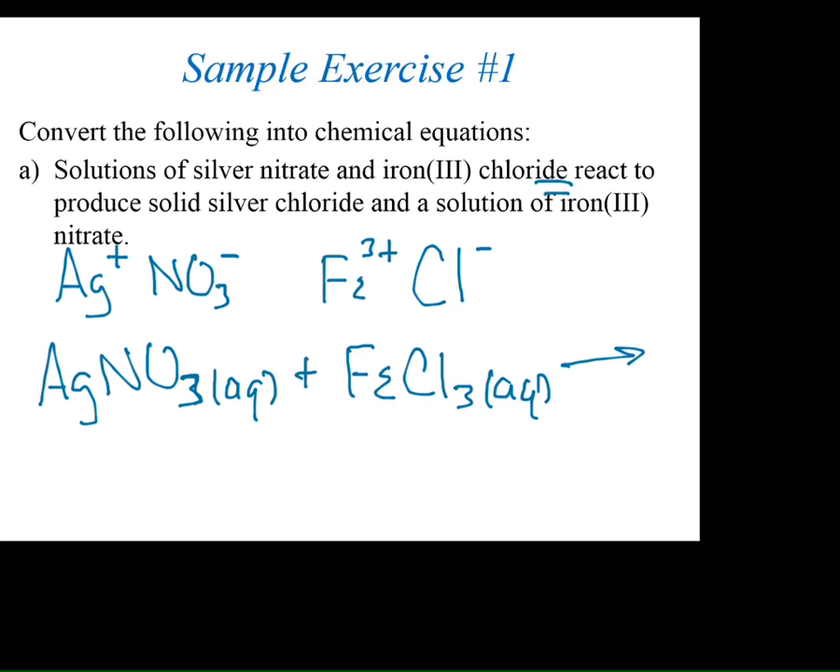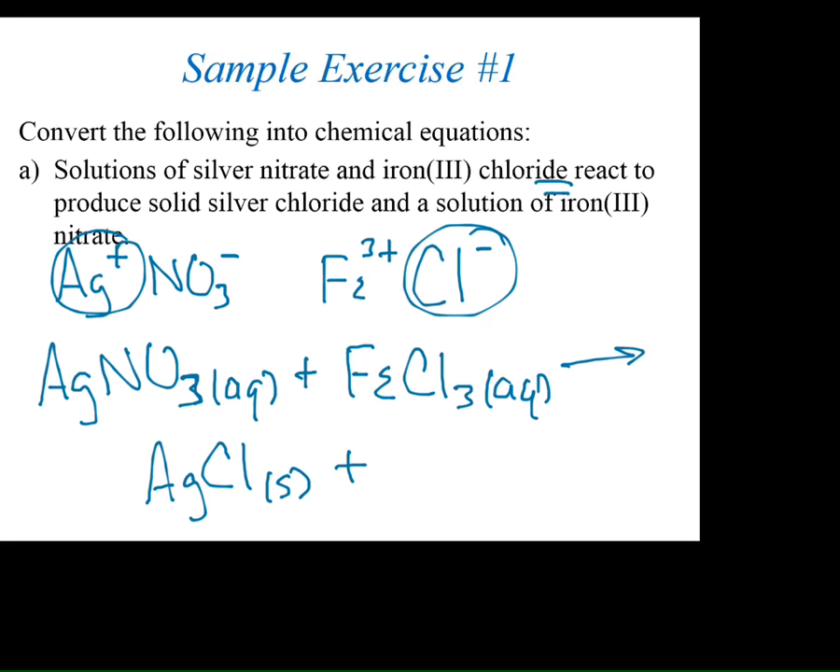Okay, that goes to make solid silver chloride. Silver and chloride. What we said over here, silver was Ag plus, chloride is Cl negative, so just one of each will come right together, and it was a solid, it said.